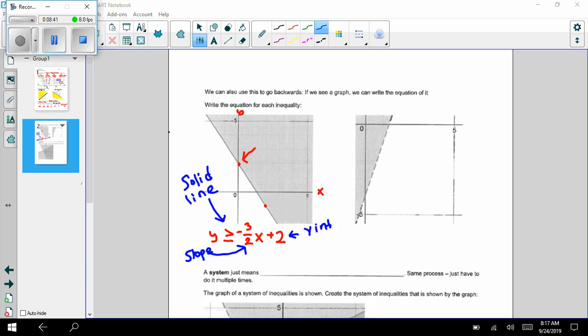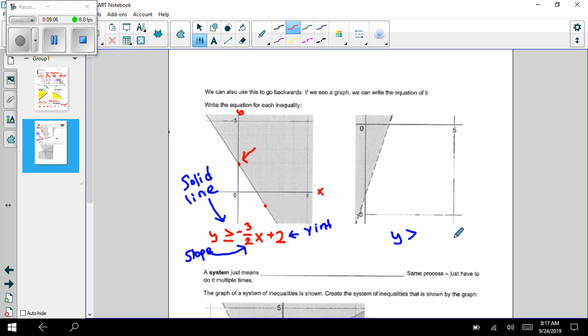Let's do the same for the second example. We always start with y. In this case, it is dashed, so we know we will not include an equal sign. It is shaded above the line, so we're going to go ahead and just put the greater than sign. We're going to see where it crosses the y-axis. If this is a 0, we know it's going down. We'll count 1, 2, 3, 4.